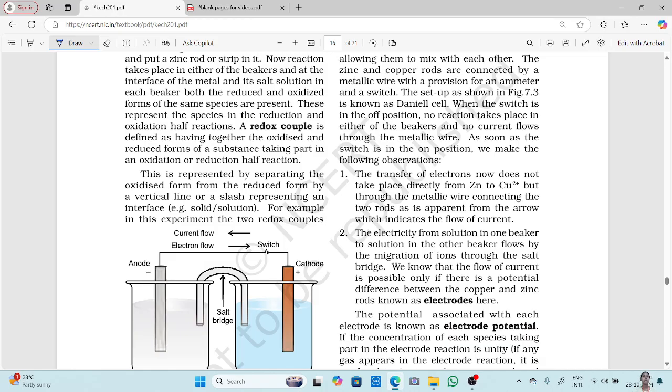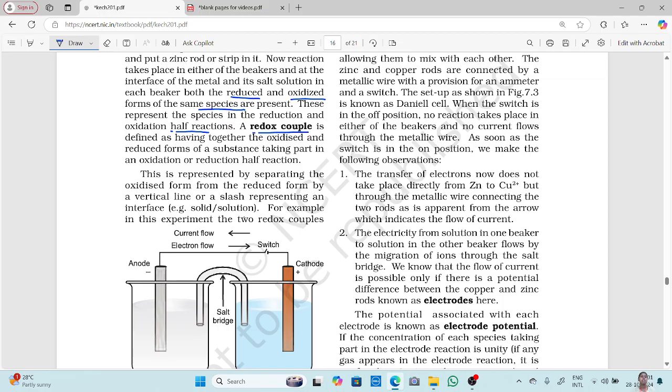Now the reaction takes place in either of the beakers, and at the interface of the metal and its salt solution in each beaker, both the reduced and the oxidized form of the same species are present. So now what will happen? The reaction will take place in both the beakers. Here you will have the reduced and oxidized form of the same species present. This represents the species in the reduction and oxidation half reactions. One beaker will show a reduction, the other beaker will show an oxidation.